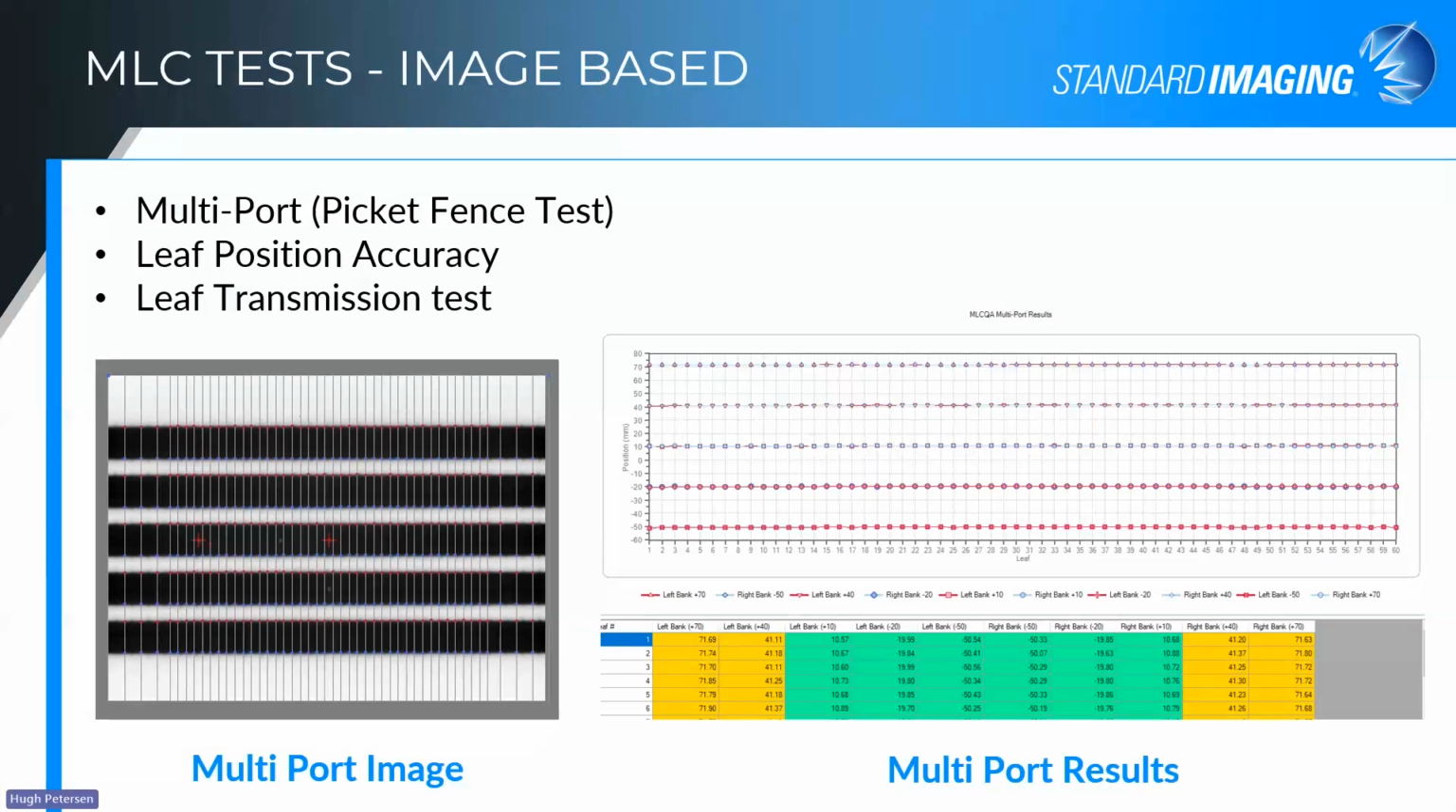The image-based tests, like I mentioned, include a multi-port picket fence test. We've got leaf position accuracy and a leaf transmission test. So we've got that functionality built into the software as well. These are all phantomless. The only phantoms you're using typically for leaf speed is, well, no phantom at all, I should say, because you're using log files or phantomless imaging QA for the MLC tests.